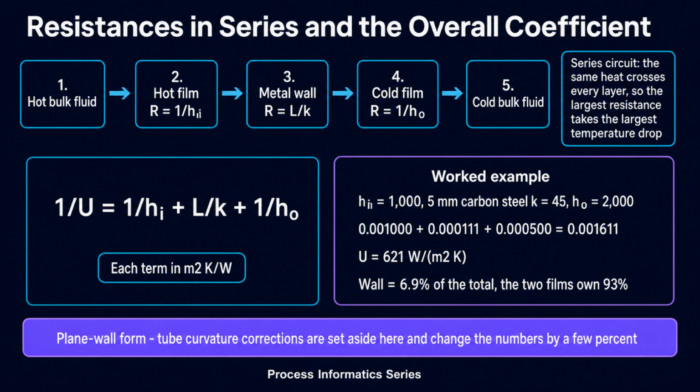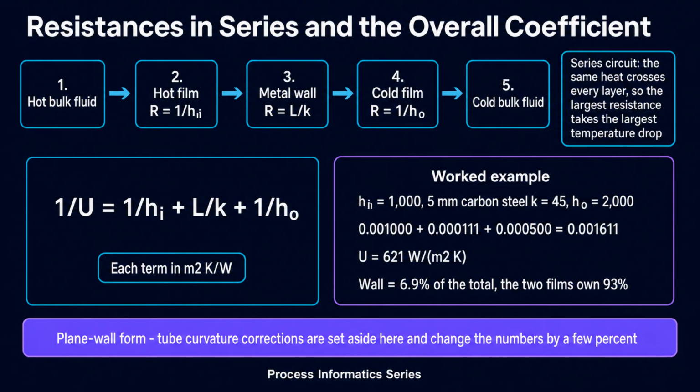Each term has units of square meters Kelvin per watt. This is the plane wall form. Tube curvature corrections are set aside here, since they change the numbers by a few percent. Take cooling water inside a tube at 1000, a 5 mm carbon steel wall with k of 45, and a process liquid outside at 2000.